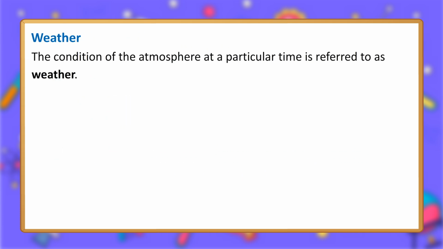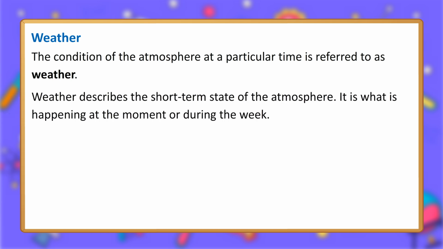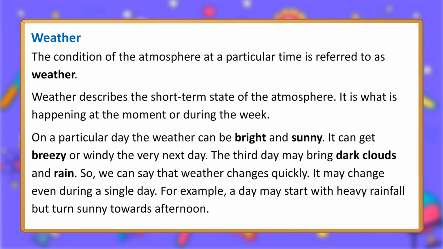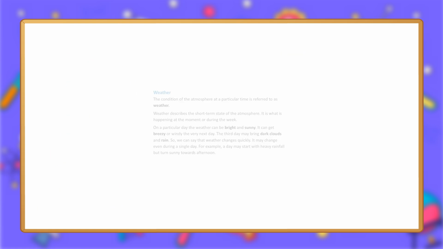Boats on river. Weather. The condition of the atmosphere at a particular time is referred to as weather. Weather describes the short-term state of the atmosphere. It is what is happening at the moment or during the week. On a particular day, the weather can be bright and sunny. It can get breezy or windy the very next day. The third day may bring dark clouds and rain. So, we can say that weather changes quickly. It may change even during a single day. For example, a day may start with heavy rainfall but turn sunny towards afternoon.